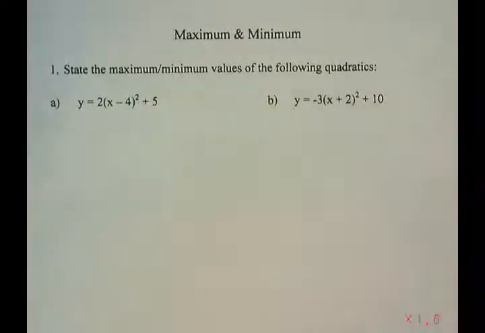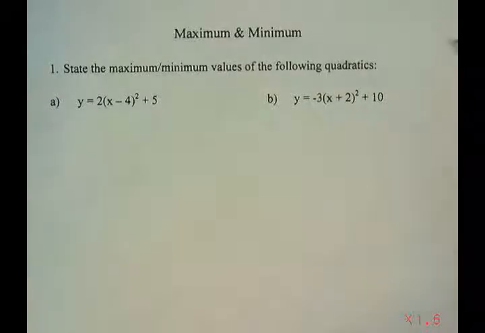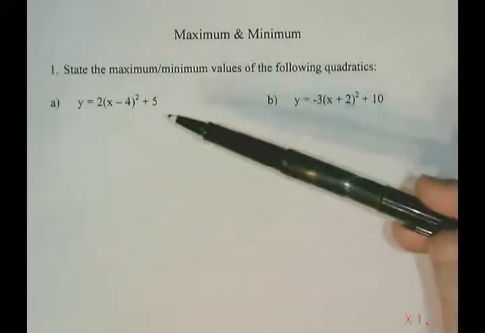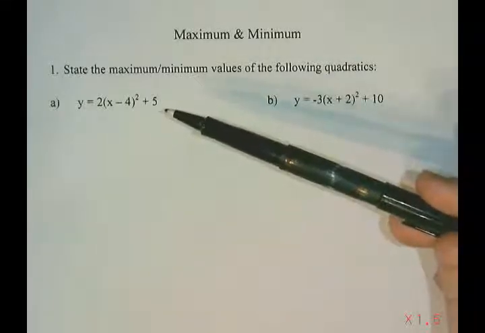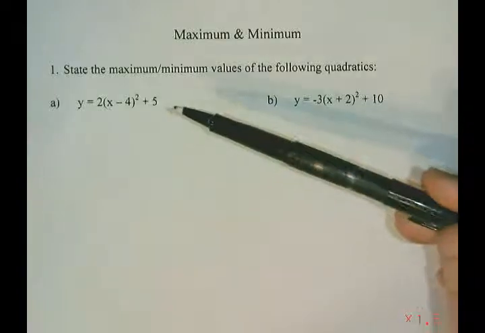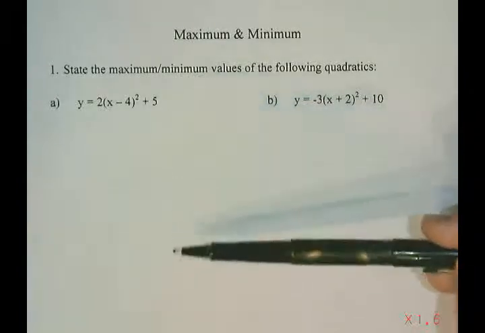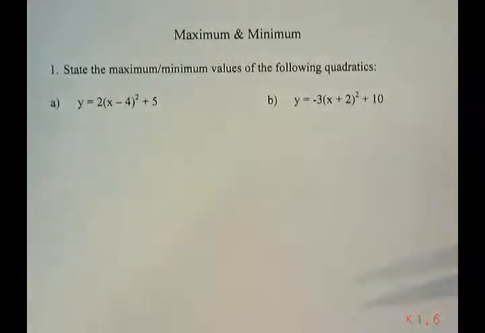In this video, we're going to talk about how to find maximum and minimum values of a quadratic. So the first question we have here says, state the maximum or minimum values of the following quadratics. The first one says y equals 2(x minus 4) squared plus 5. To figure out if it's a maximum or a minimum, we're just going to draw a little sketch of what we think this looks like.